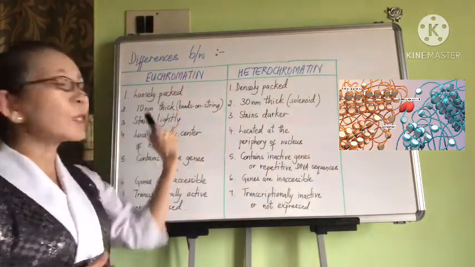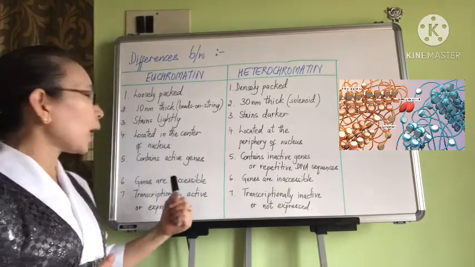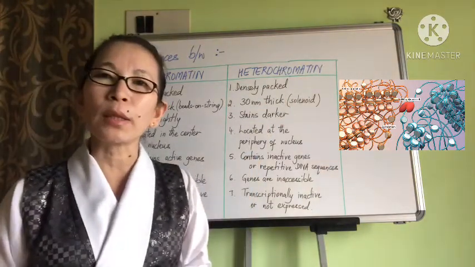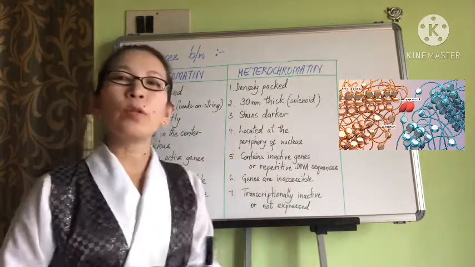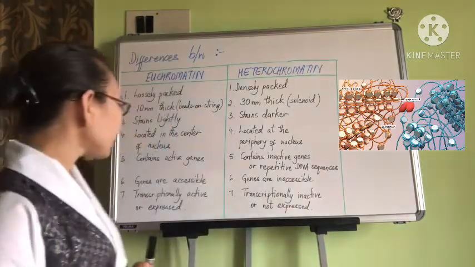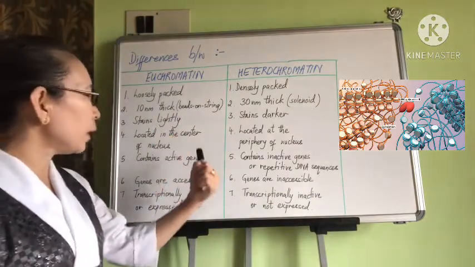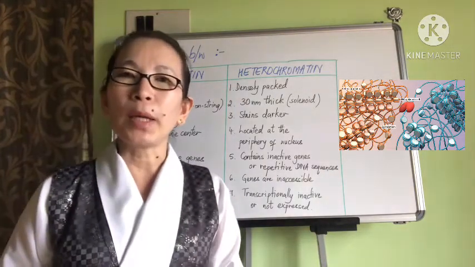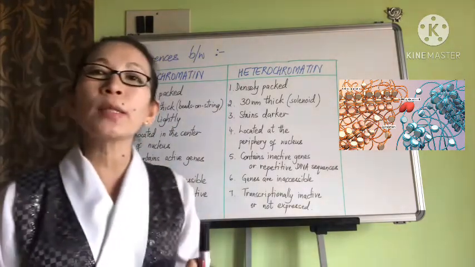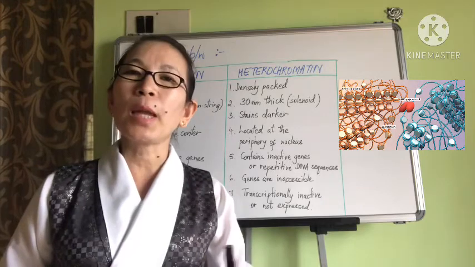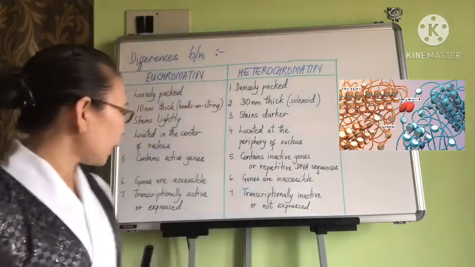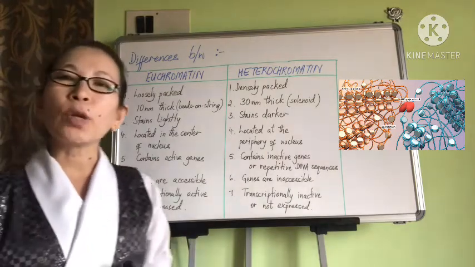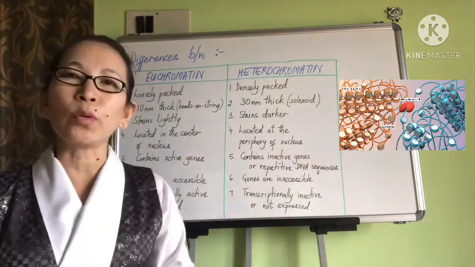And because of the loose packing of the euchromatic fibers, the genes are accessible to proteins and enzymes, whereas because of the dense packing of the heterochromatic region, these genes are inaccessible to enzymes or other proteins. And finally, we can differentiate euchromatin from heterochromatin in terms of their ability to be transcribed into mRNA. Euchromatin is the region which can be transcribed, or this region of the DNA can be copied into an mRNA. Hence these regions are known as transcriptionally active regions, where the DNA is copied into an mRNA and then the mRNA can be used to synthesize a protein.